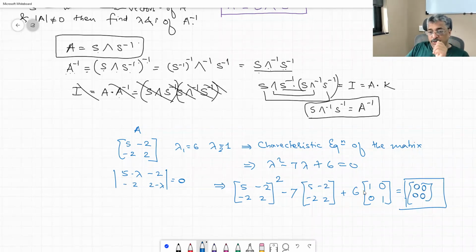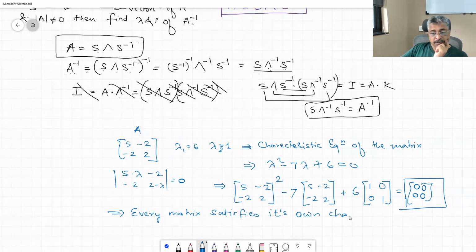I can ask you to do it for 3 by 3 also, but then it will be too much calculation for you. Therefore, this observation is saying that every matrix satisfies its own characteristic equation. This is the statement we will observe by doing a couple of trials. I have asked you to do only one trial, and if this statement is going to be always true, then it is of course a theorem, and the name of the theorem is the Cayley-Hamilton theorem.